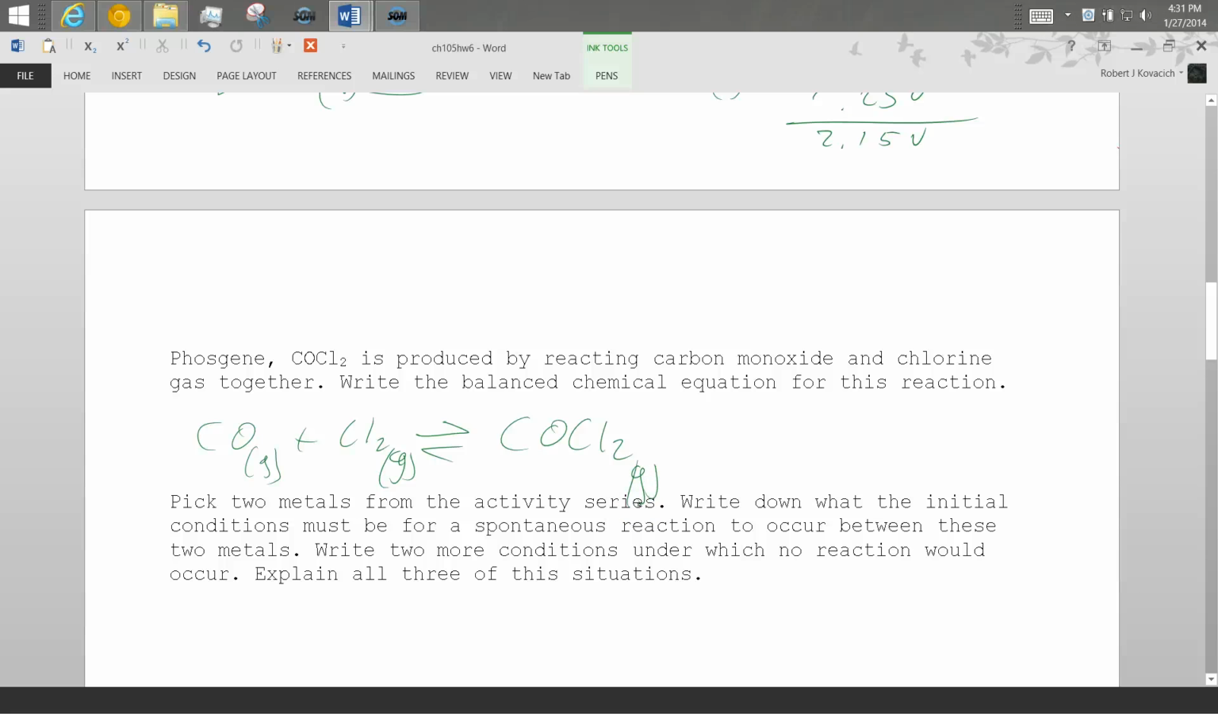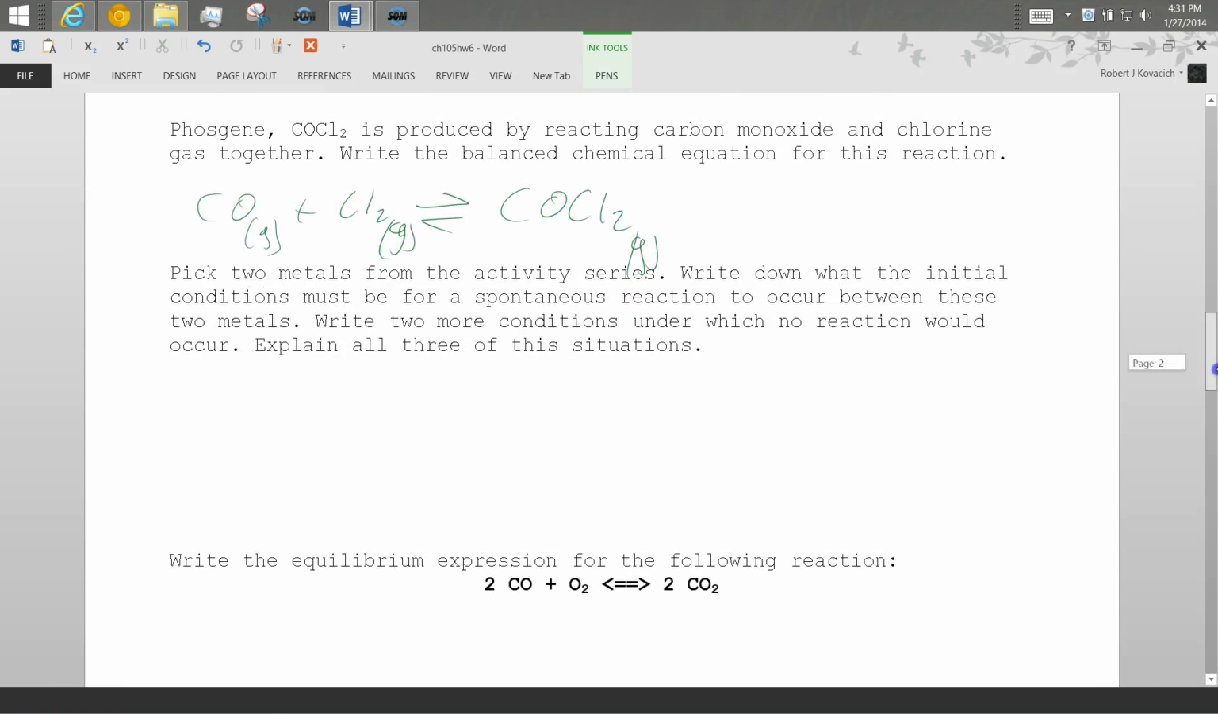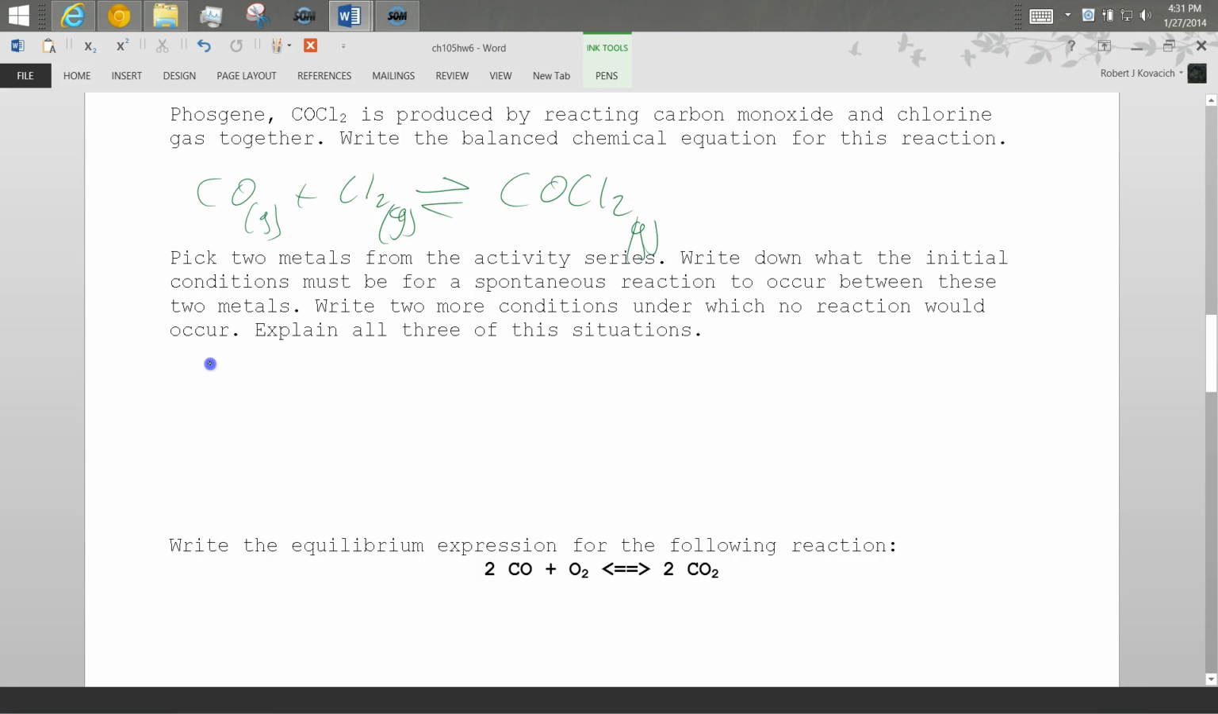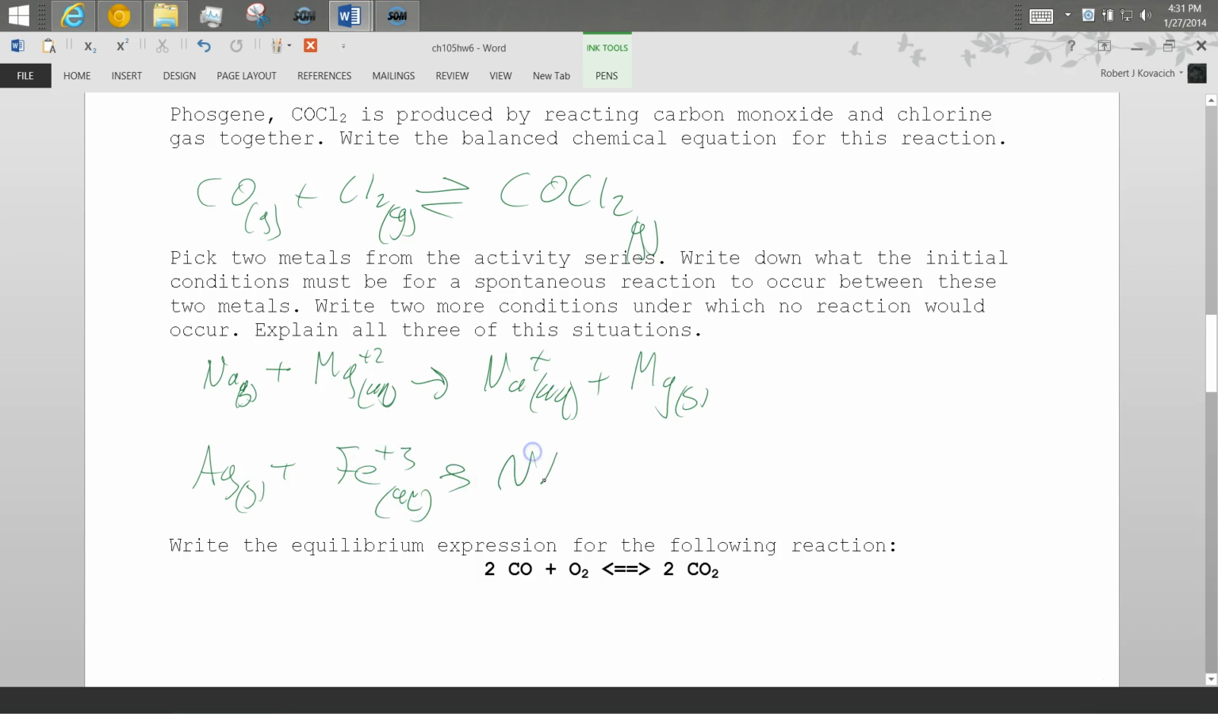Pick 2 metals from the activity series, write down the initial conditions for a spontaneous reaction to occur, write 2 more with no reaction to occur. Okay, so I'll pick sodium solid plus magnesium aqueous, and I'm going to end up with sodium ions and magnesium solid. And so that's a spontaneous reaction. And for the non-spontaneous reaction, I can have, let's say, silver solid and iron ion. And that's going to be no reaction because the silver is lower on the list, so it definitely won't give its electrons to the iron.